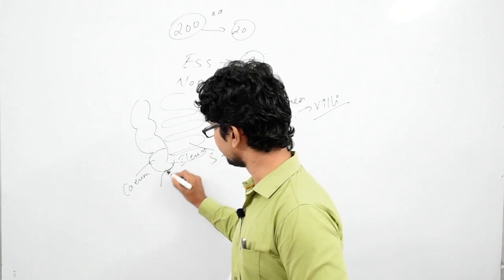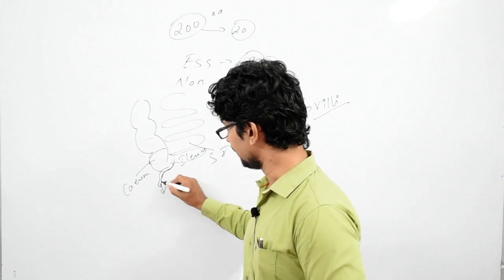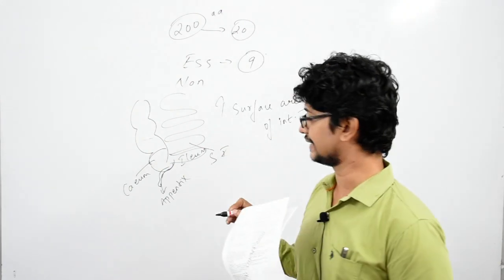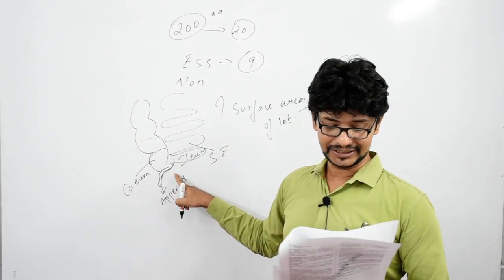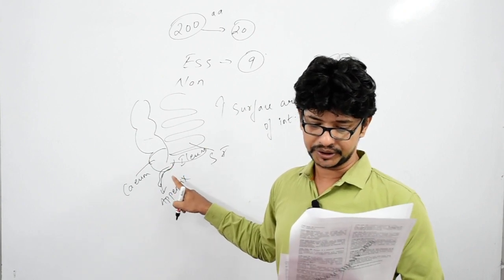Here you could see the vestigial organ. It was referred to as vestigial earlier, but now it is not considered a vestigial organ. This is what we call the appendix. Inflammation of the appendix is called appendicitis. In the cecal region you could see this particular thing. So the correct option is cecum.